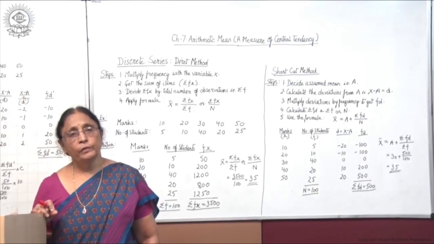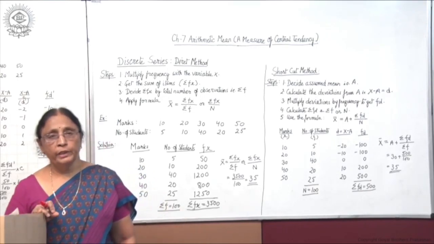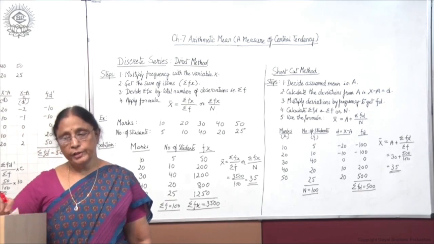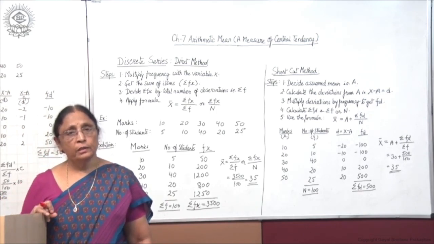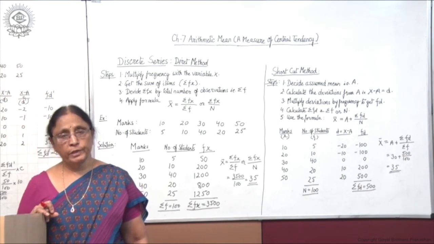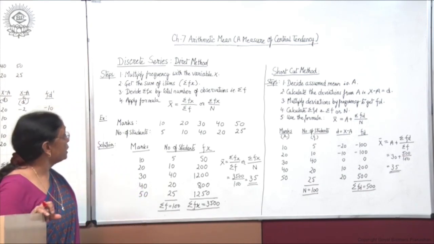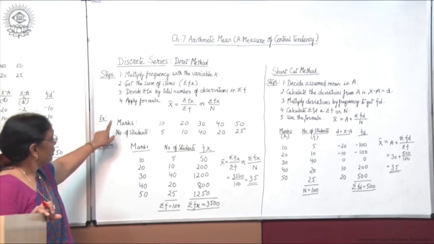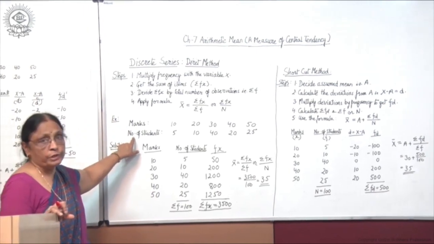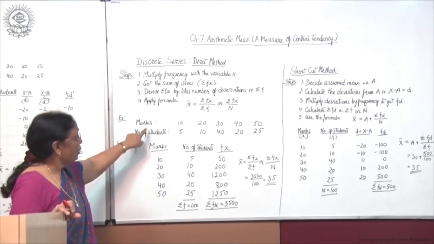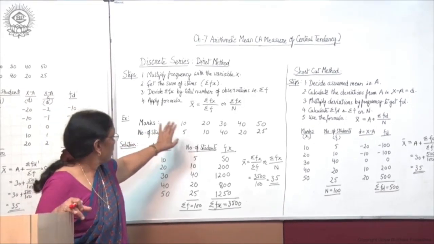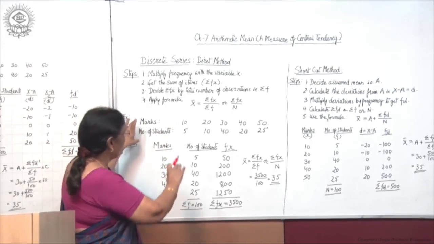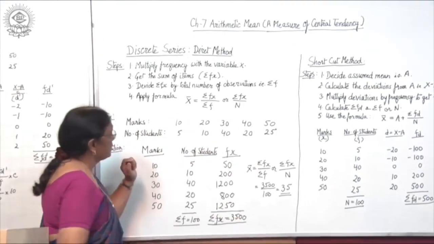Children, now we'll take the calculation of arithmetic mean in case of discrete series. As I told you earlier, discrete series means the values having the frequency, or the items having the frequency. So here the marks and number of students, the frequency is given along with the items. What does this data mean?